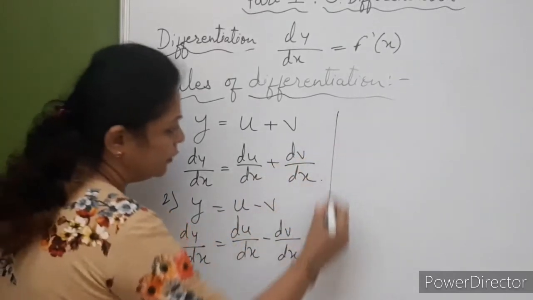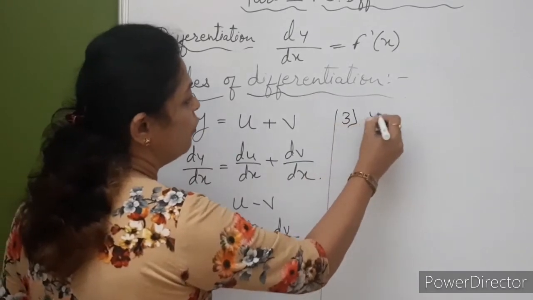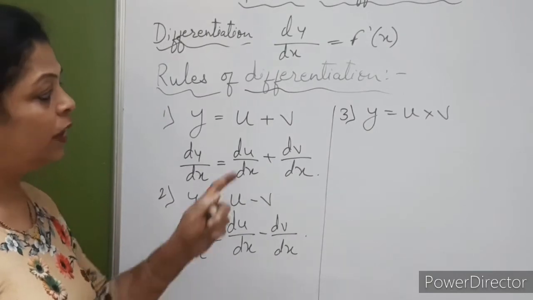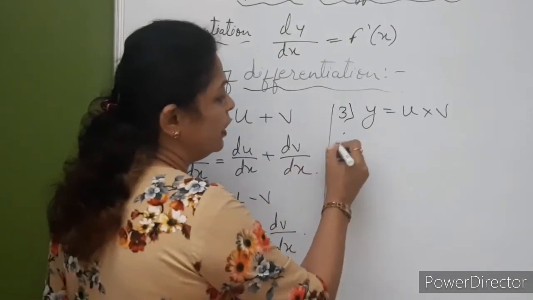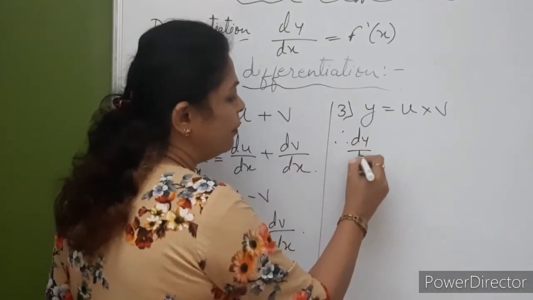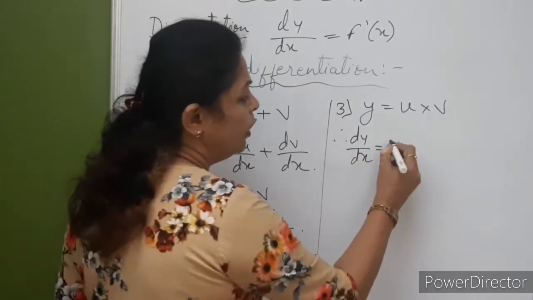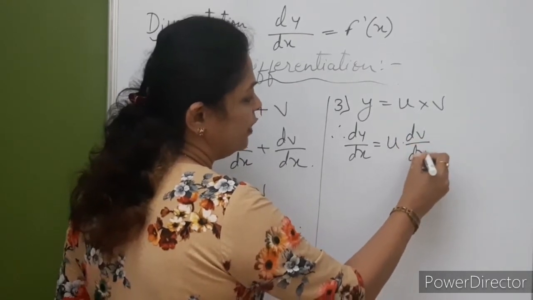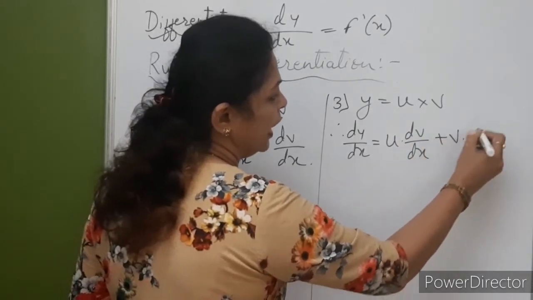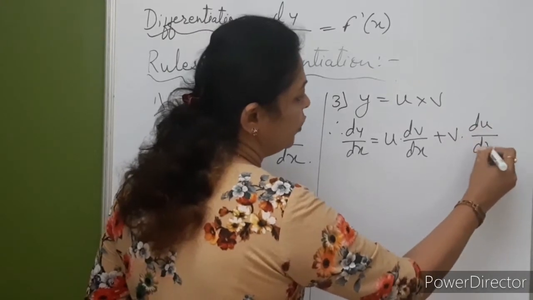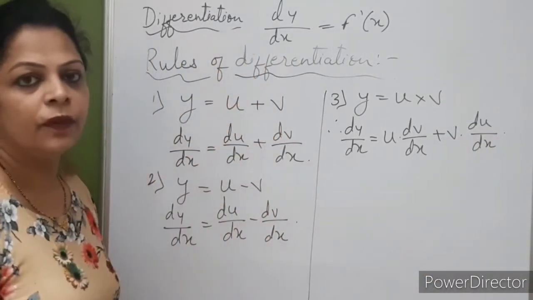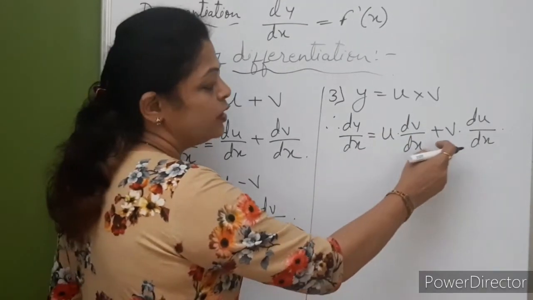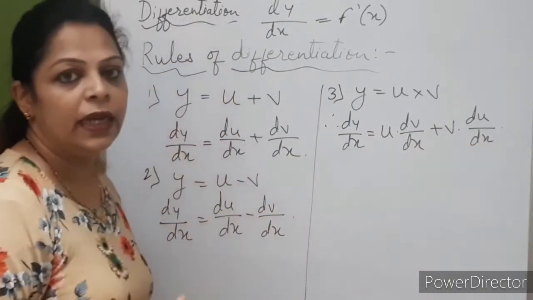Now the third one, if y is expressed as the product of two functions. Now the formula is little different, the rule is different. Here dy by dx will be equal to u into, that is the first function, into the derivative of second function plus second function into derivative of the first function. dy by dx is equal to u into dv by dx plus v into du by dx.